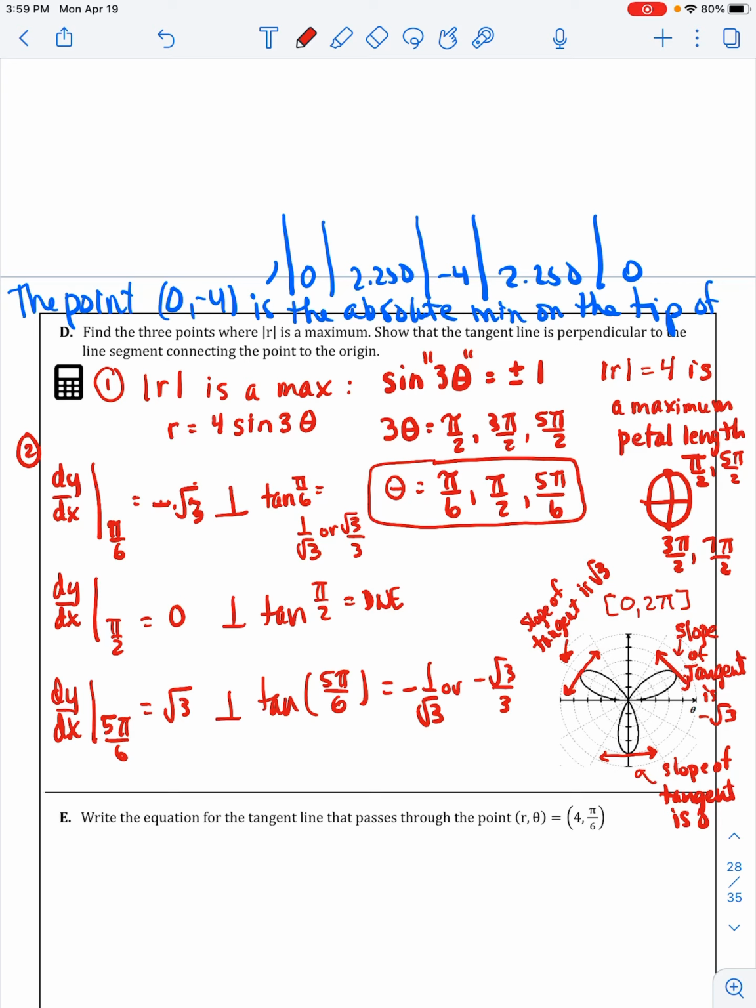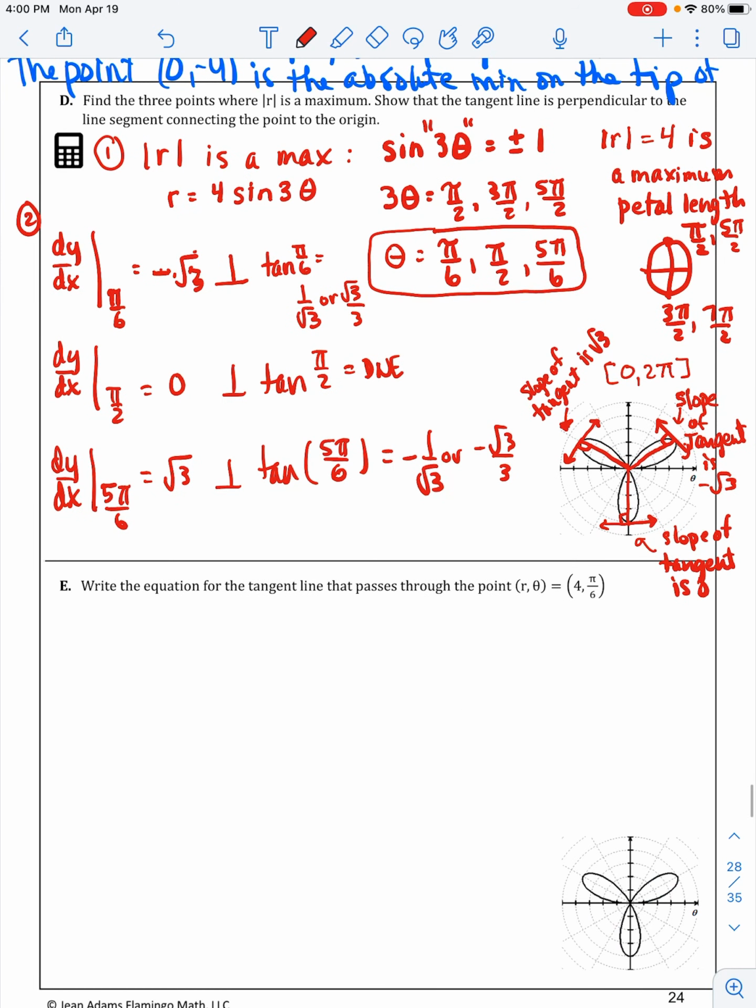Okay, so that's all I did for that part D, find 3 points where r is at a maximum. So that's why I stopped there. You could have kept going with this 3 theta. Show that the tangent line is perpendicular to the line segment connecting the point to the origin. And so this one was perpendicular to that, this one was perpendicular to that, and this one was perpendicular to that.